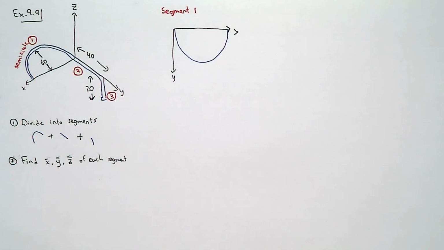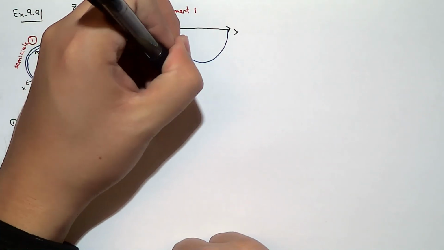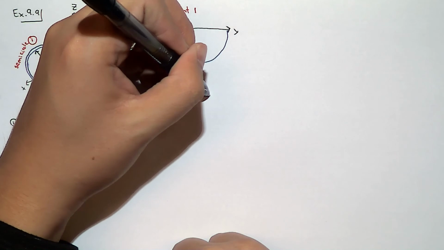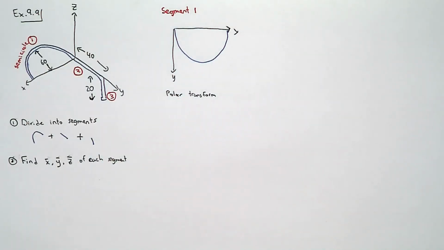Now, if we are using Cartesian coordinates, we're going to end up with a pretty nasty integral that has the square root of 60 squared minus x squared. That's a little bit too much to integrate right now. So let's try to do a coordinate transformation. Let's try to express this in polar coordinates.